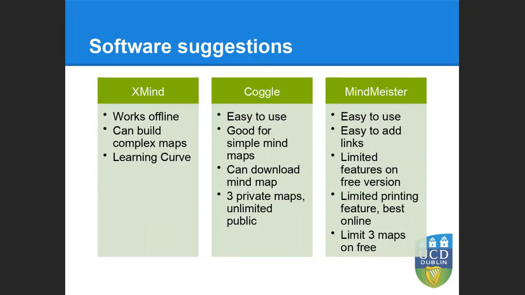And then there's MindMeister as well, which is easy to use. It's easy to add links, and as I was saying, that can be really helpful. It does have limited features on the free version. It limits the printing feature, so it really does work best online, and it does limit you to 3 maps for free. So overall, I am a fan of Google, just because I think it's the most open and easy to use as a free service. So I do have a link to that now.